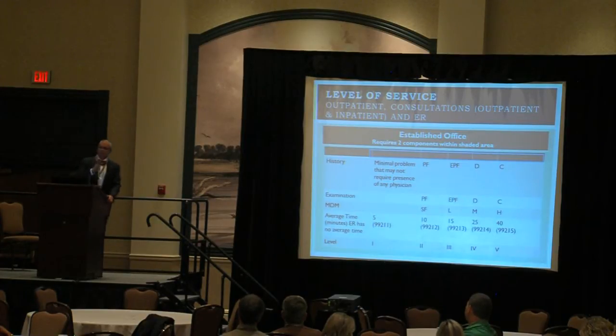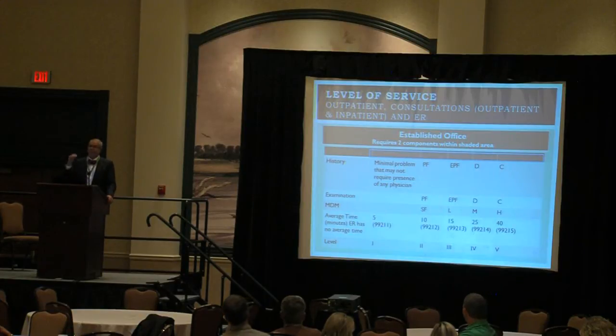So I just described the 3 levels and the multiple elements to get you at each level, but you don't have to have all 3 levels for a 99212. You have to have 2 out of the 3 for an established outpatient. For a new outpatient, you have to have 3 out of the 3.